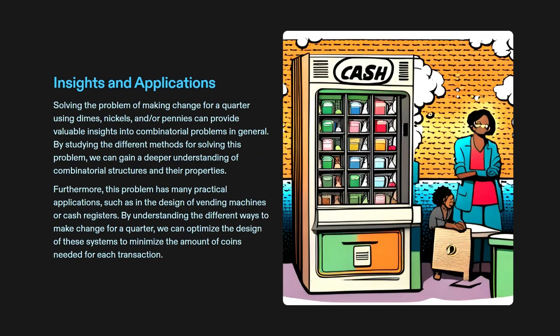Next one is insights and applications. Solving the problem of making change for a quarter using dimes, nickels, and pennies can provide valuable insight into combinatorial problems in general. By studying the different methods for solving this problem, we can gain a deeper understanding of combinatorial structures and their properties. Furthermore, this problem has many practical applications, such as in the design of vending machines or cash registers. By understanding the different ways to make change for a quarter, we can optimize the design of these systems to minimize the amount of coins needed for each transaction.